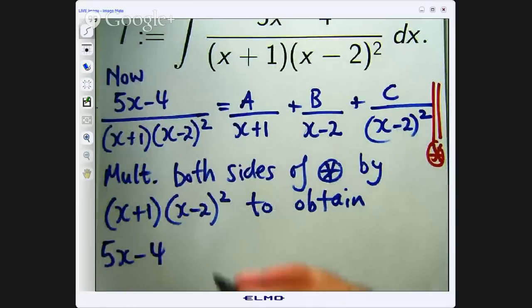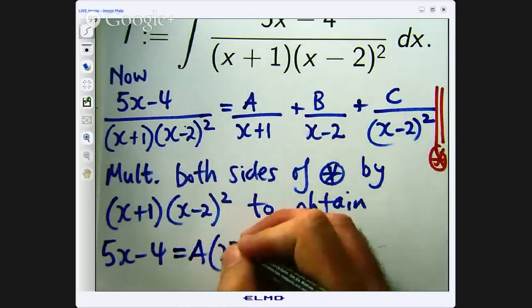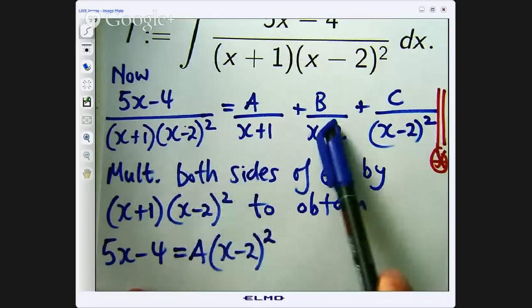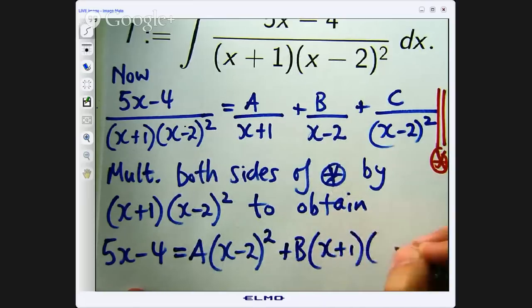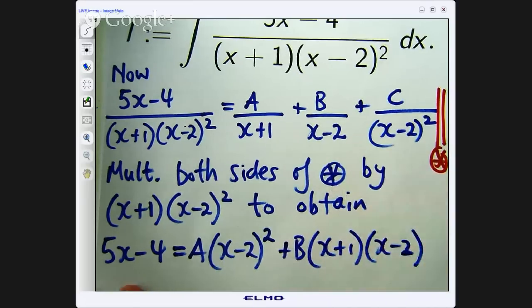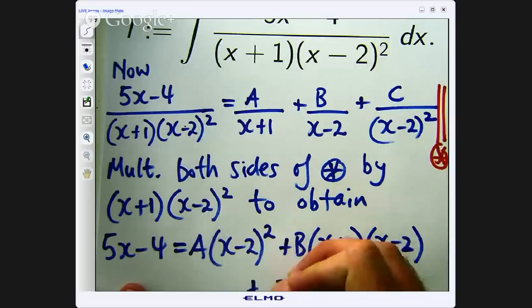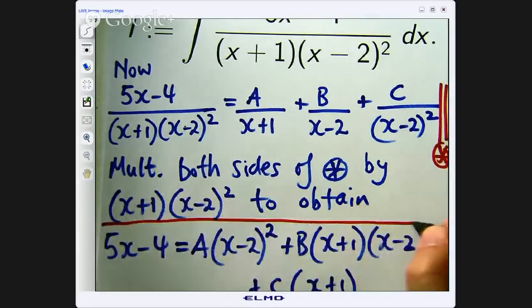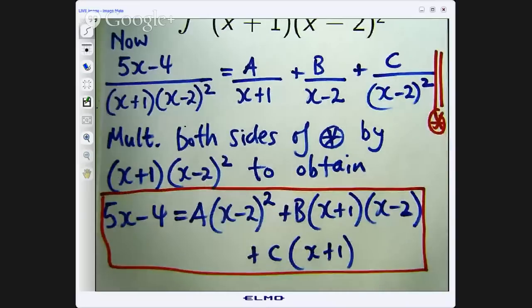Okay, let me move that up. All right, so the x plus 1s will cancel. One of the x minus 2s will cancel there. And both of the x minus 2s will cancel there, and I'll be left with c times x plus 1. Okay, so let me just box that up because that's an important expression which we'll be able to get our unknown a, b, and c from.